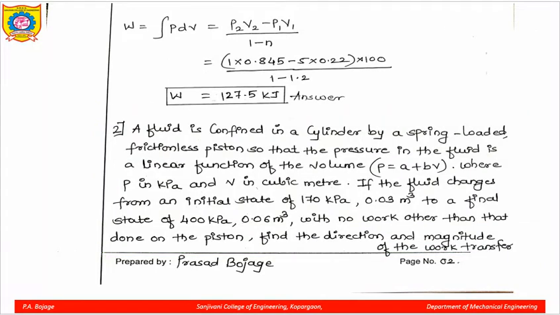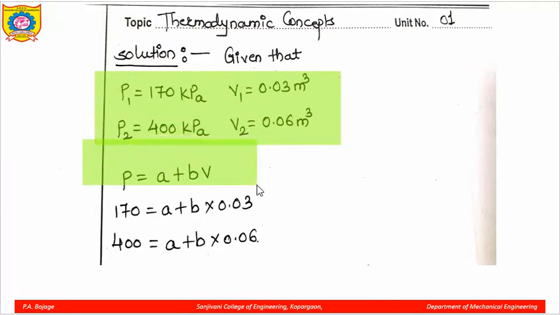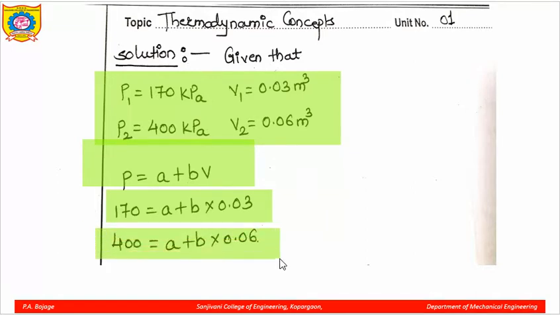So, this is the numerical. Now, in this numerical, the given data is this P1 V1 P2 V2. The equation given is what? P is equal to A plus B into V. Now, if you put the conditions here, the initial condition is 170 is equal to A plus B into 0.03, that is the P1 V1 condition. The final condition is the P2 V2 condition, that is 400 is equal to A plus B into 0.06.